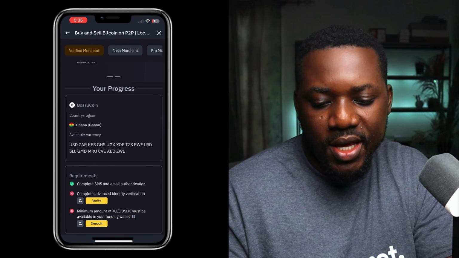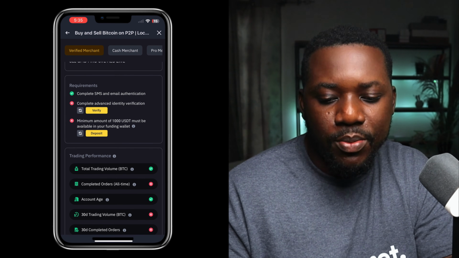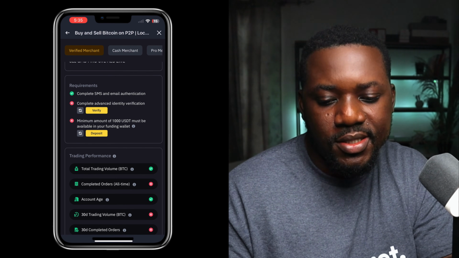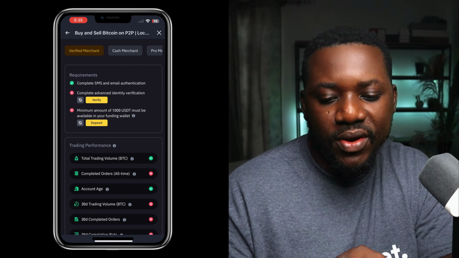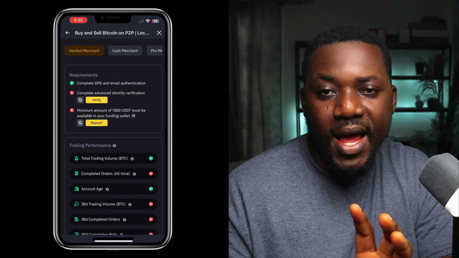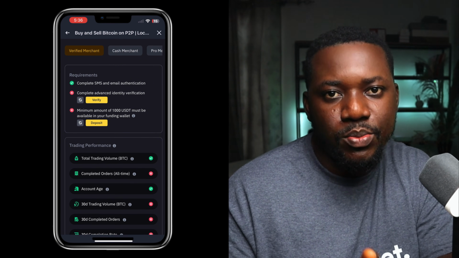Okay, now over here it says that the requirement here, I've only completed the first one, which is complete SMS and email authentication. All right, now the second one is complete advanced identity verification. This one you have to do. I haven't done it. I have to do it if I want to become a verified P2P merchant.